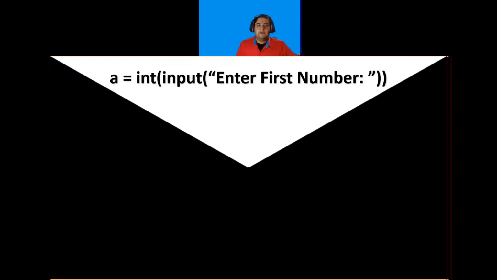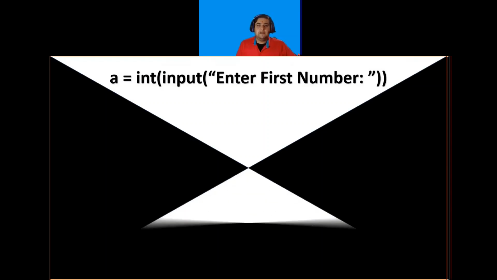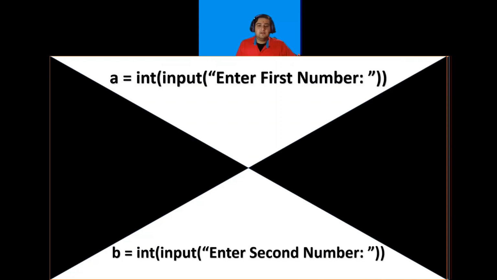And for B, it is the same as int input, but enter second number. So it will ask for the second number from the user and store it in the variable B. Now you want your program to be flexible. The user can enter either a decimal value or an integer value and your program will accept it.